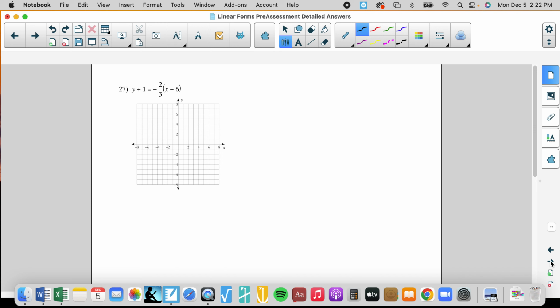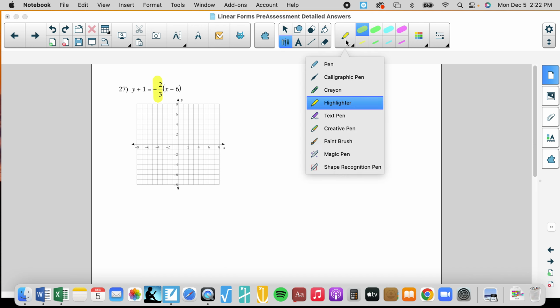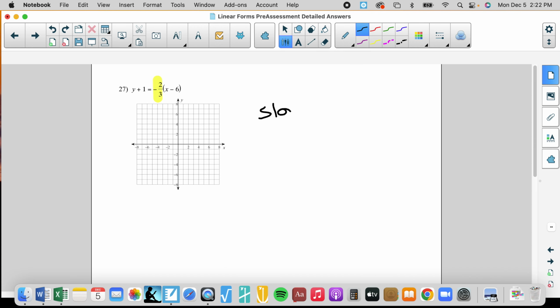Point slope is equally as simple as slope intercept because they give you the information. My slope is going to be -2/3 or 2 over -3. There's only one negative. That negative doesn't look like it's in the numerator or the denominator, so I got to decide. Are you going to put it in the numerator or are you going to put it in the denominator? But there's only one. And then my point is going to be the opposite of what I see.